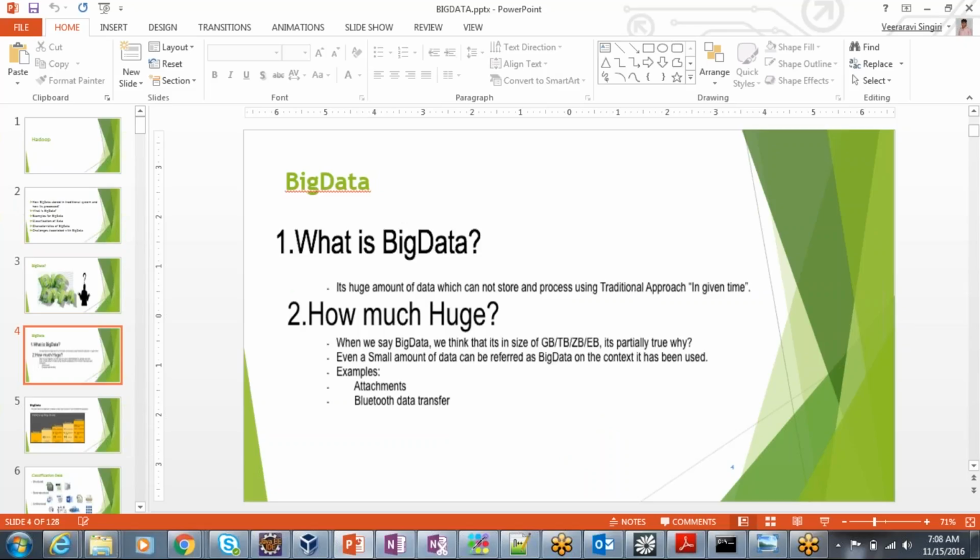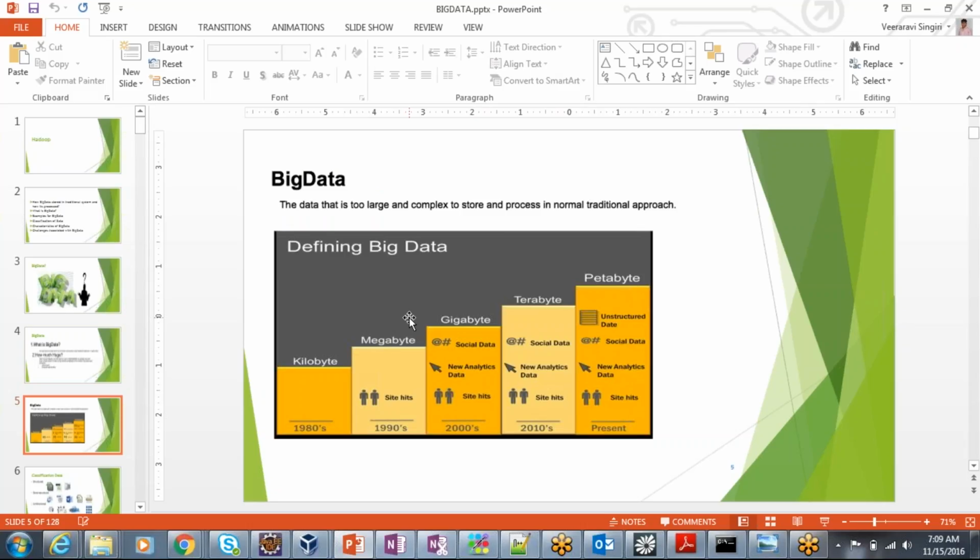What is big data? It's a huge amount of data which cannot be stored and processed using a traditional approach in an efficient manner or in a given time. So that's called big data. How huge? There is no measurement for that. Whatever data fails to be processed in the traditional approach, that data we can call big data.